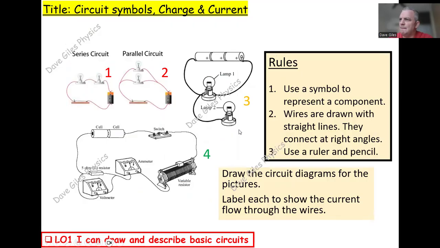Okay, so quick task for you. Draw these, but using the symbols rather than the pictures like I have. A little bonus as well. One of these circuits won't work properly. See if you can work out which one it is.